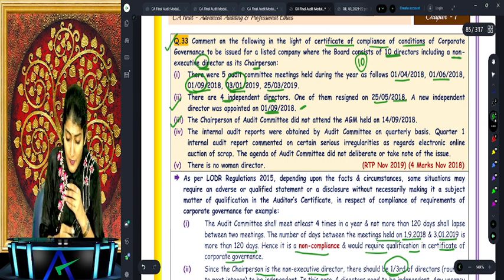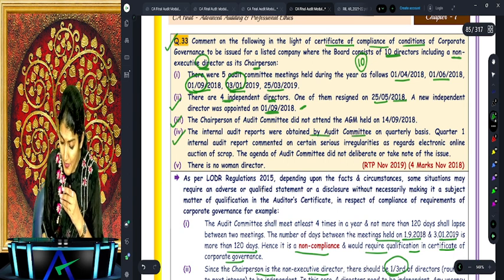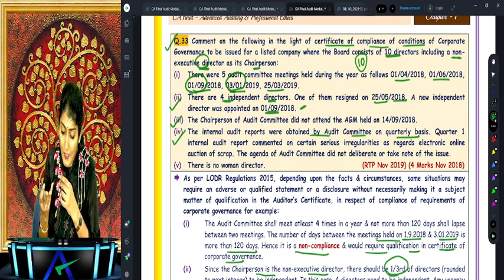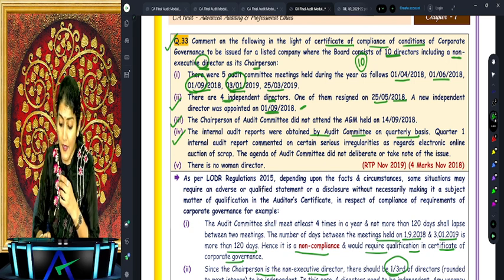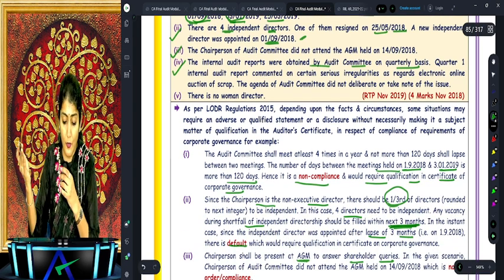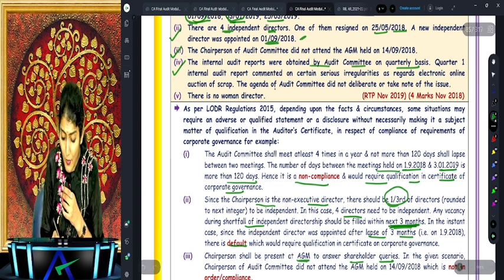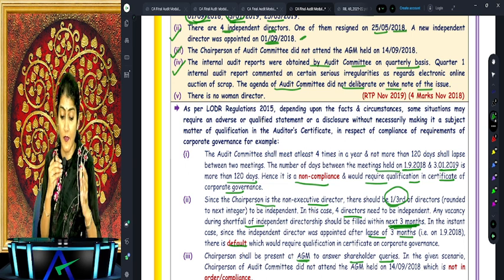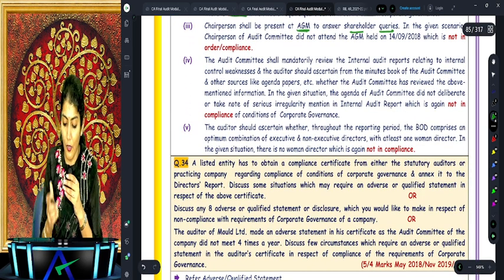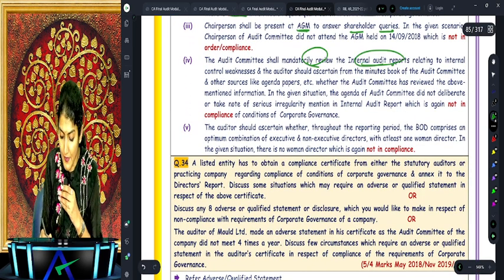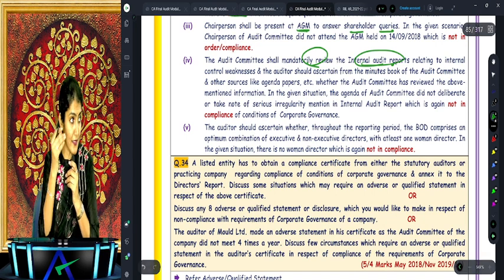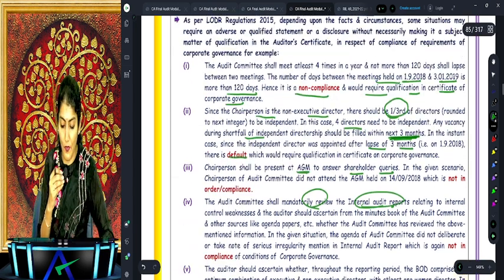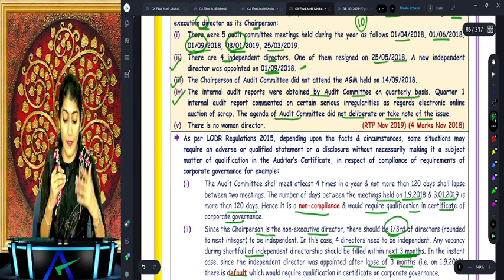The internal audit reports were obtained by the audit committee on a quarterly basis. The Quarter 1 internal audit report commented on certain serious irregularities as regards the electronic online auction of scrap. The agenda of the audit committee did not deliberate or take note of this issue. Again, what does it say? This is a mandatory area of review by the audit committee, the internal audit report. So again, it is a non-compliance.